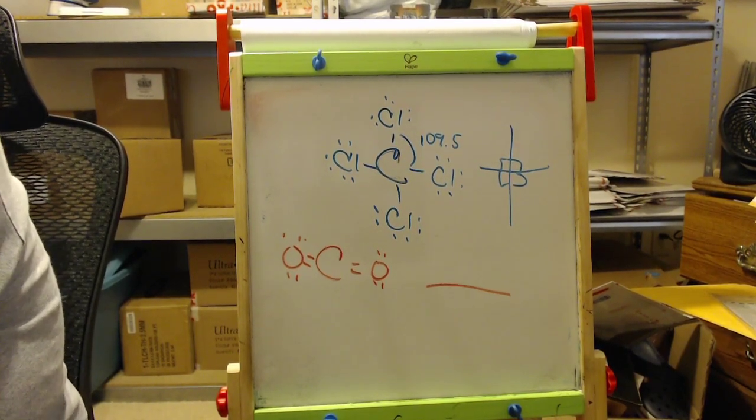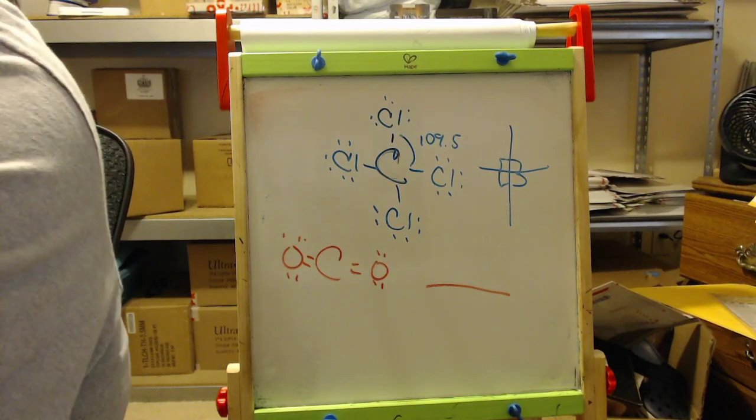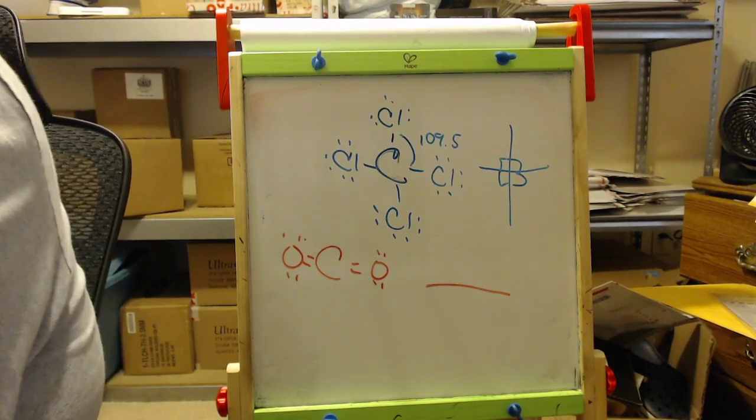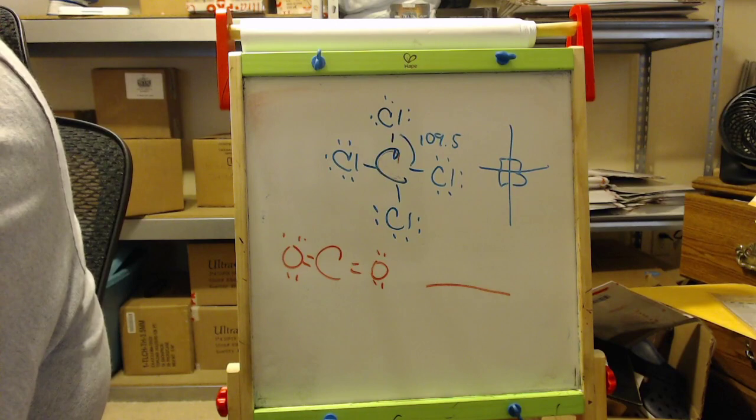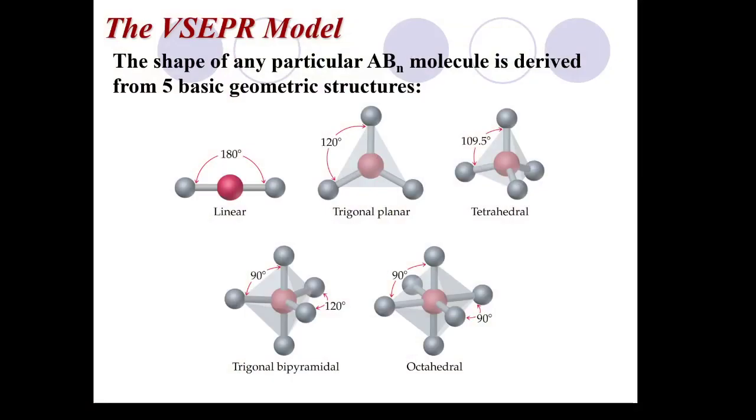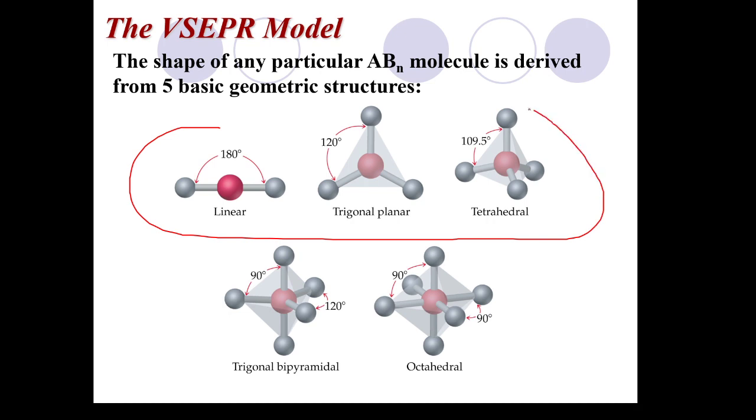All right, so with our molecular shapes, we've got three main molecular shapes that we're going to focus on. Carbon is going to be utilizing these. And here's the big three for carbon. Since we're talking about carbon and we're not talking about anything else, we're going to focus on these big three. Linear, trigonal planar, and tetrahedral.